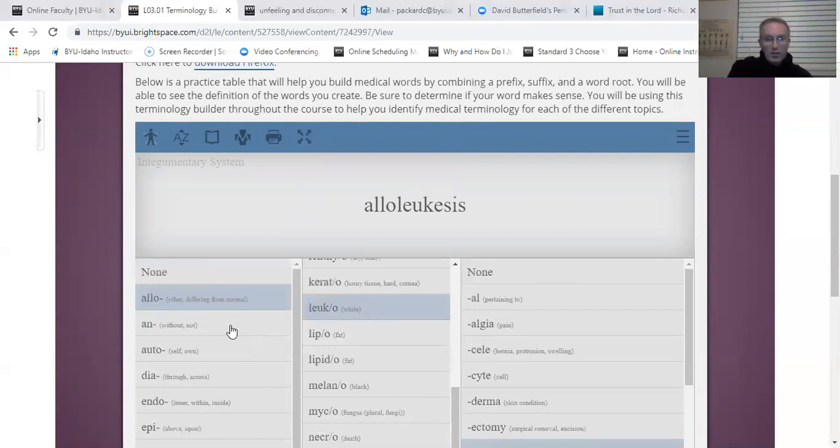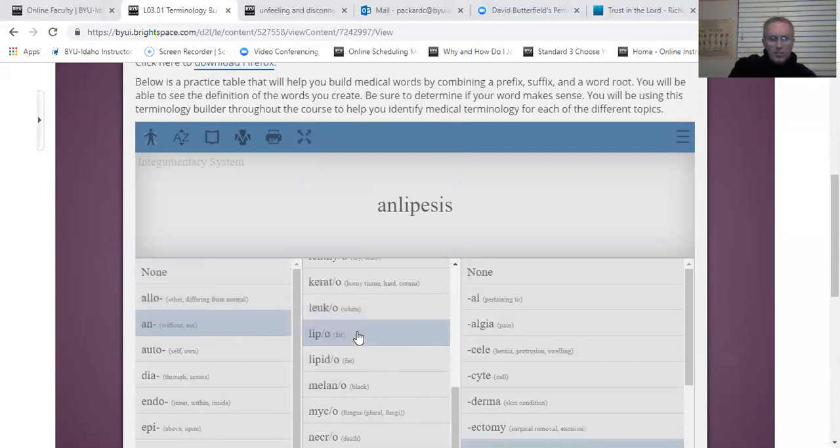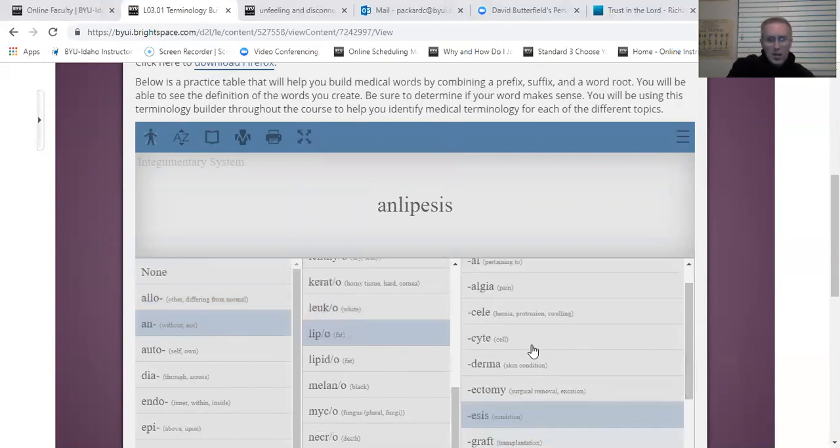So moving on. An, the prefix an means without. We could say analipocyte, which would be without fat cells. Without a fat cell.